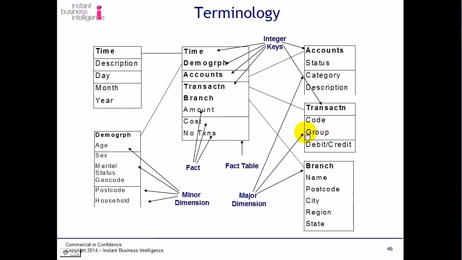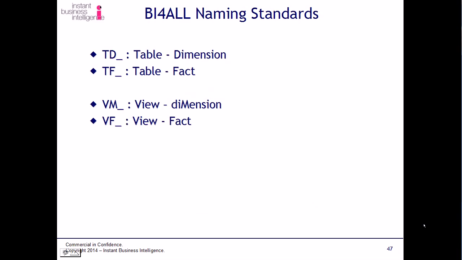So in terms of terminology, just on this diagram, and this is of course your simplest of simple diagrams, you have integer keys put onto your fact tables. So this is a fact table. It has amount, cost, and number of transactions, and these are facts. You have integer keys on your dimension tables. These tables would be described as major dimensions, and these fields would be described as minor dimensions. And if this isn't immediately obvious to you, or you don't know this, then you should quit about now, okay? Because this is as least technical as we can explain it.